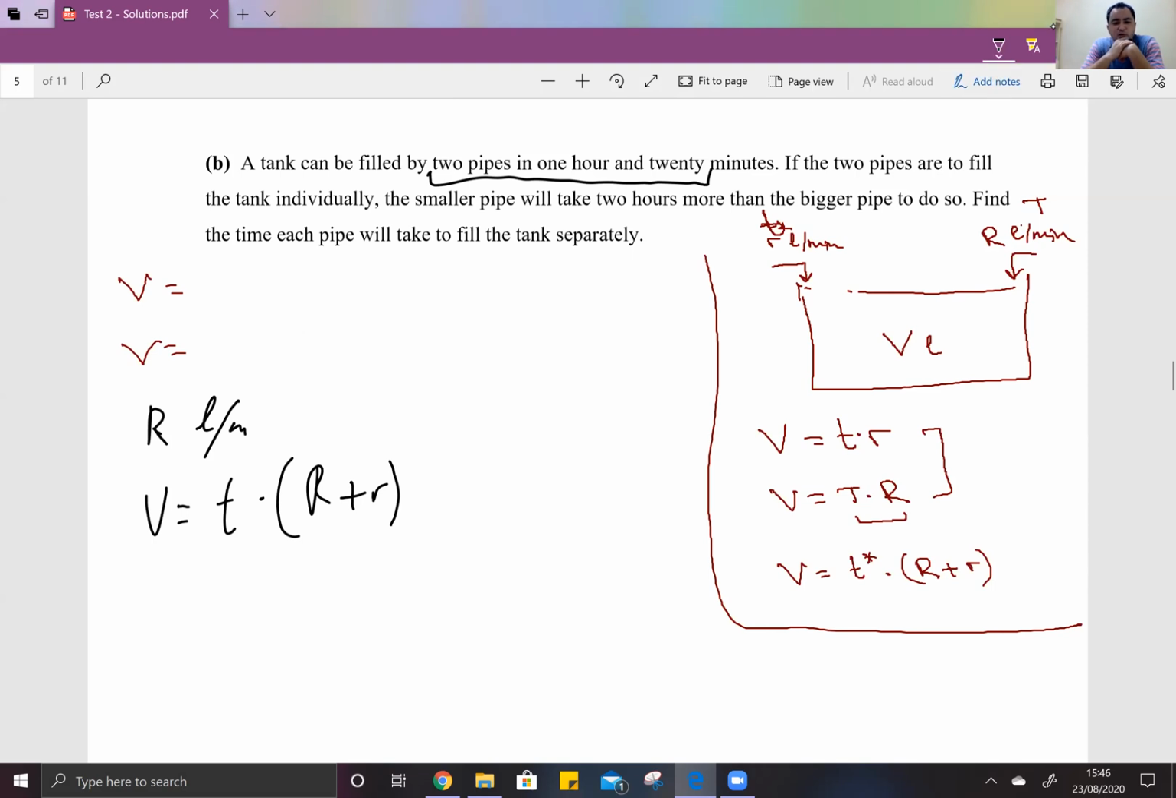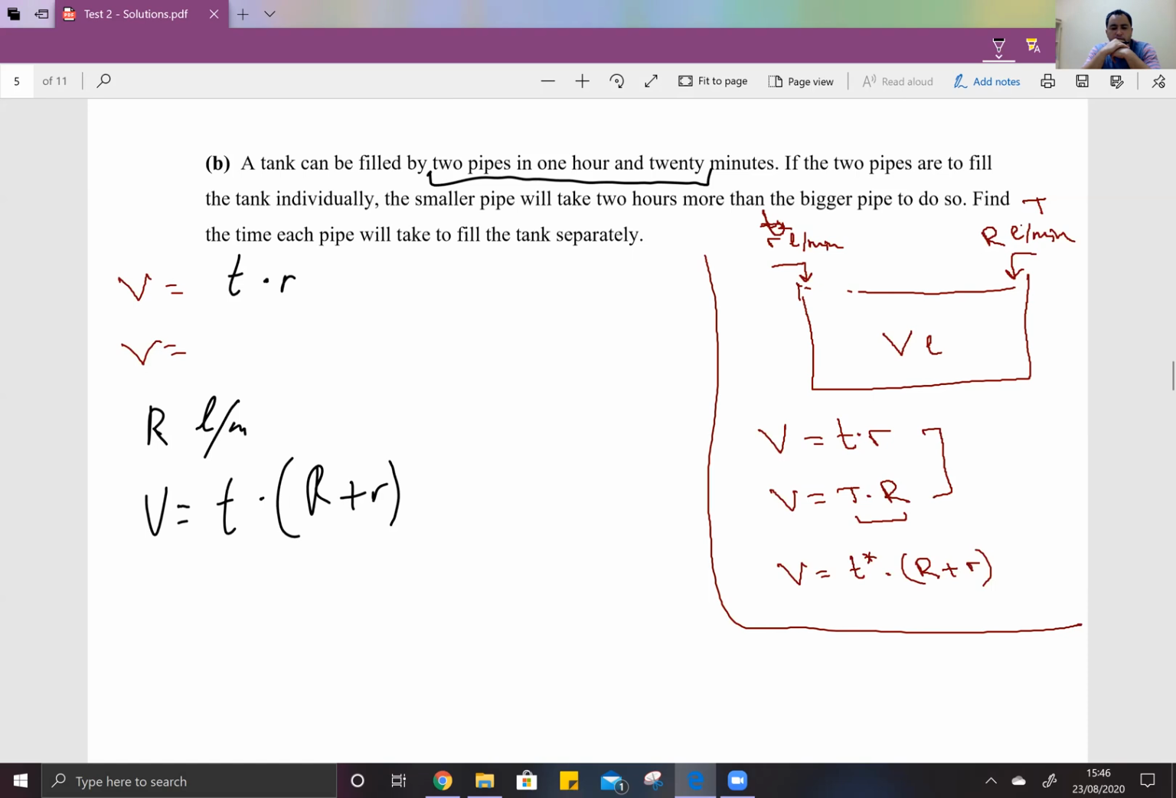Let's say for the smaller pipe or tap, it takes T minutes. So it is T times R, right? Mm-hmm. How about for the bigger pipe? What equation can you write for the bigger one in terms of T? It will take 2 hours less in terms of time. Yeah.